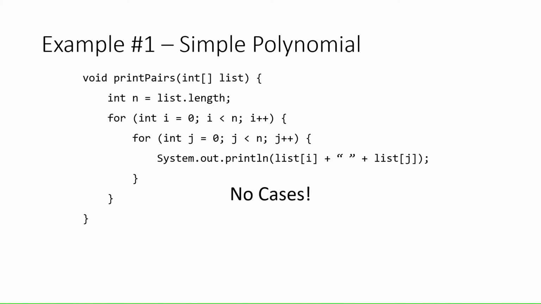However, there are also no cases. No matter what the contents of our list are, as the list grows infinitely large, the runtime will always be O of n squared. There's no way to get better or worse runtime.